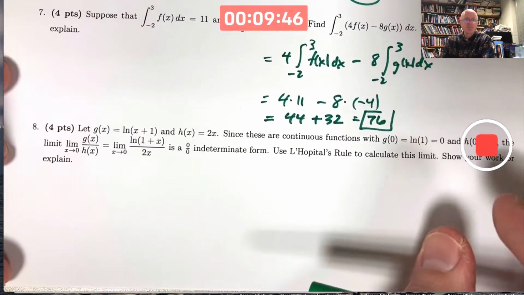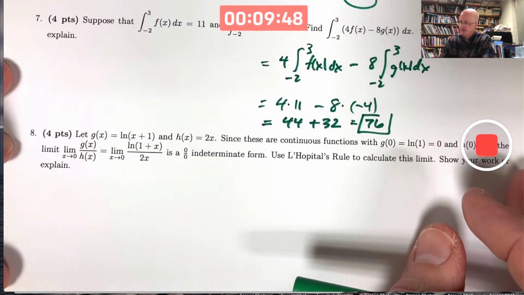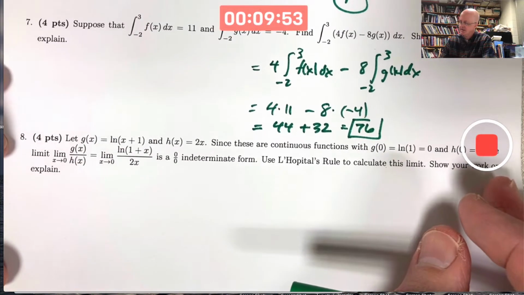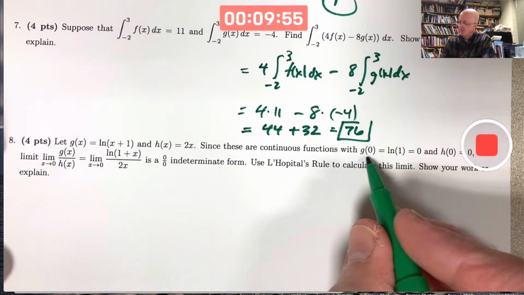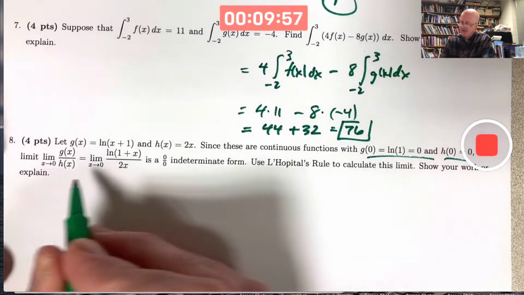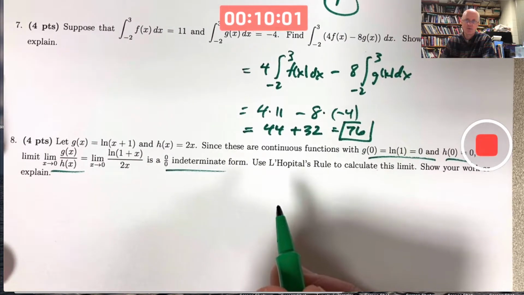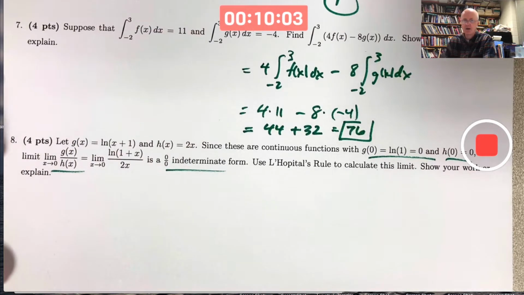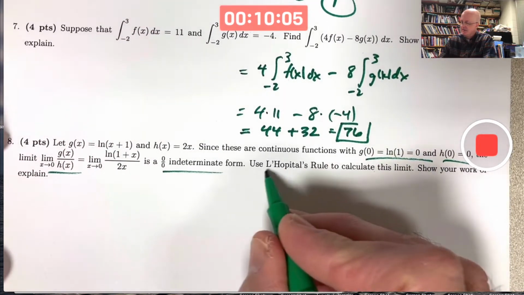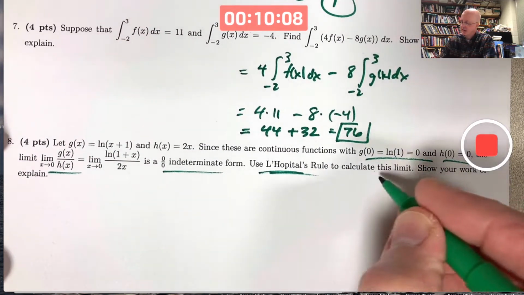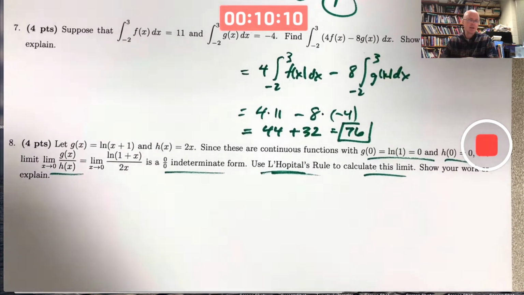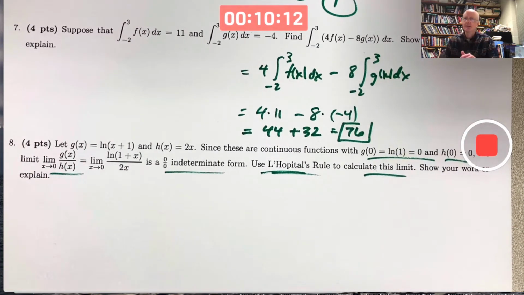Number 8. Let g of x be natural log of x plus 1 and h of x be 2x. These are continuous functions. Their values at 0 are both 0, and therefore this limit is what's called a 0 over 0 indeterminate form. Okay, I'm giving my students some help by saying all these things. The directions say to use L'Hopital's rule to calculate the limit. So I'm helping my students by telling them what to use, to try to help them not get things wrong.